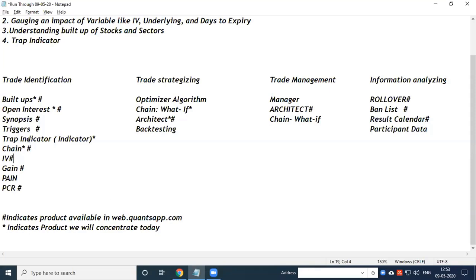Trap indicator we saw. So I guess so. Someone had asked me to look at the Bank Nifty. Let me just look at the Bank Nifty. Give me a second. Okay.